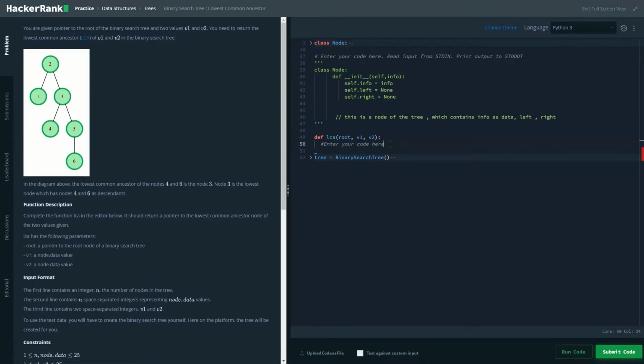So let's write our code as we always do. We have to check whether our root is None or not. If root is None, then we would be returning the root, saying that no value could be possible. Return root.